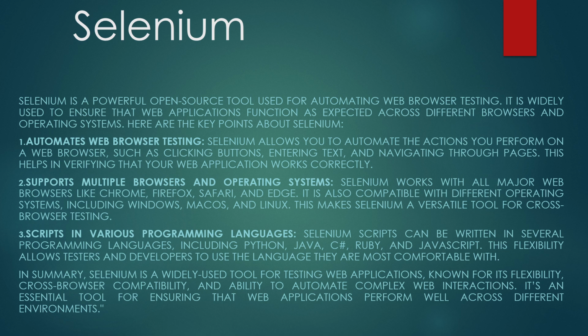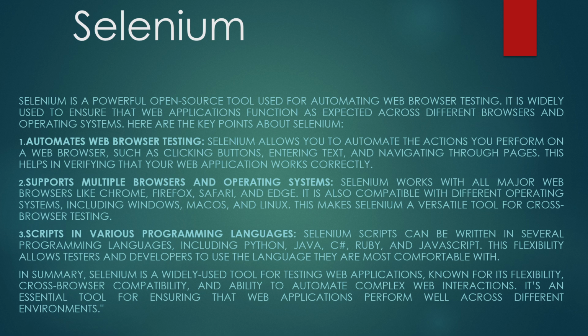Selenium, it's a powerful open source tool used for automating web browser testing. It is widely used to ensure that web applications function as expected across different browsers and operating systems. So here are the key points about Selenium. Number 1, automates web browser testing.